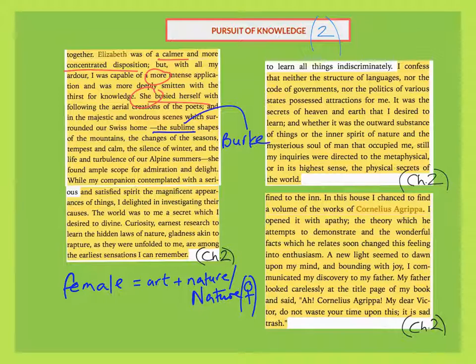Now, in the final chapter, which I think is 24, we have that quote we've just seen earlier from Victor Frankenstein: shun ambition.